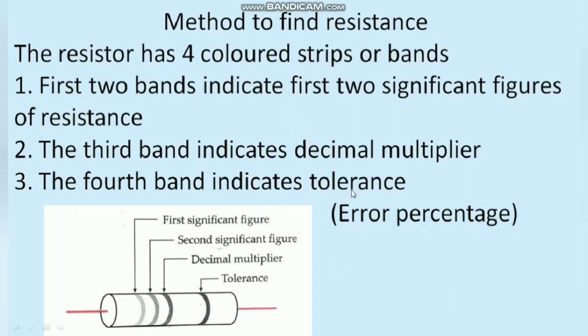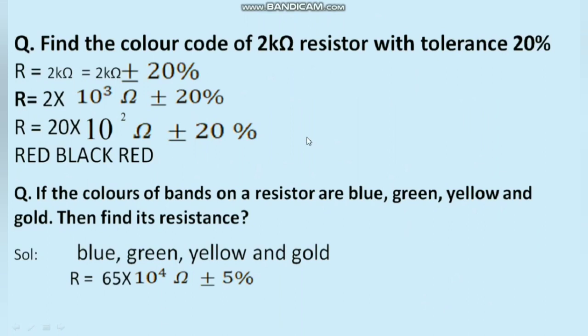What is tolerance first? The tolerance means if you find out the resistance by using the color code, you will get some value. That value may be a little bit less than the original value or a little bit more than the original value. That error percentage is given by the tolerance. Now let us see one example for this.